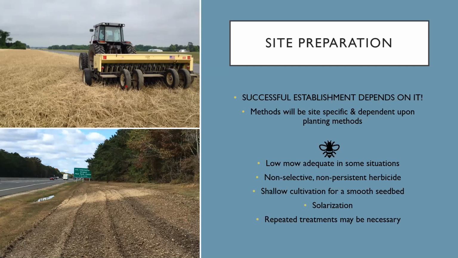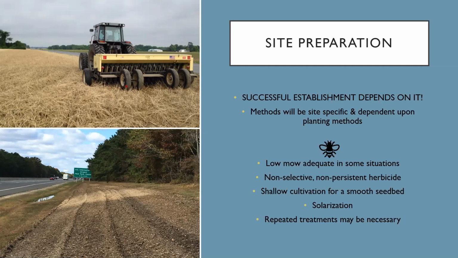And then the bottom example is a fresh tilled seed bed, completely devoid of any vegetation that's going to compete. So really your site preparation is going to depend on your existing conditions. A low mow may be adequate in some situations. You want to use a non-selective, non-persistent herbicide if you're going that route. Glyphosate is one that we use because it does not stay active in the soil. And we always try to strive for shallow cultivation.